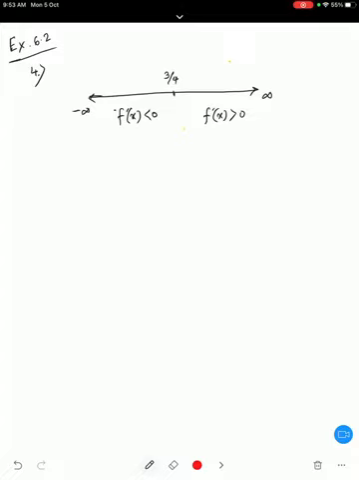So here, on the right hand side of 3 by 4, I see that my slope is greater than 0, so my slope is positive. So this is a region in which the function is increasing, right? So where is the function increasing? I will say from 3 by 4 to infinity. So the interval in which the function is increasing is 3 by 4 to infinity.